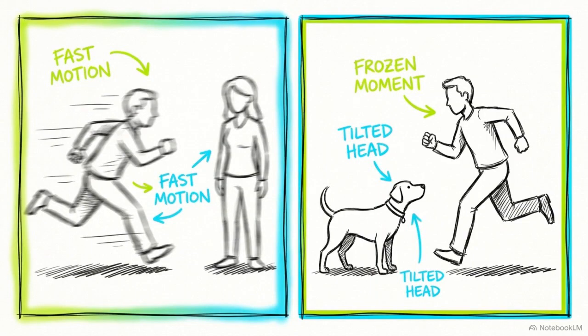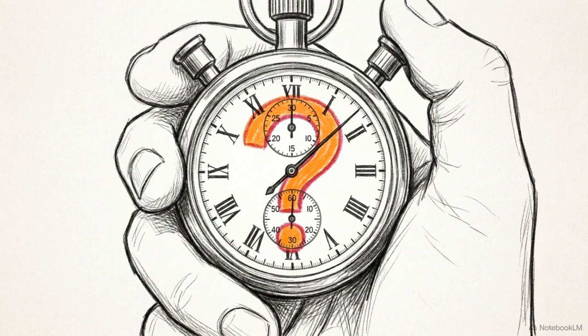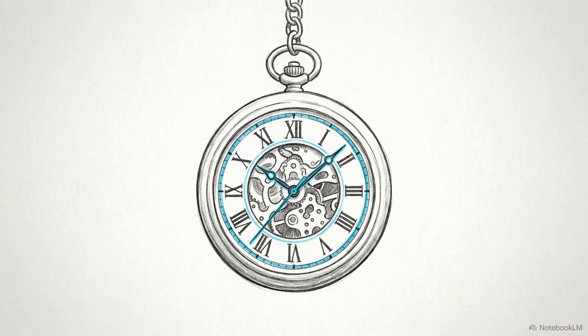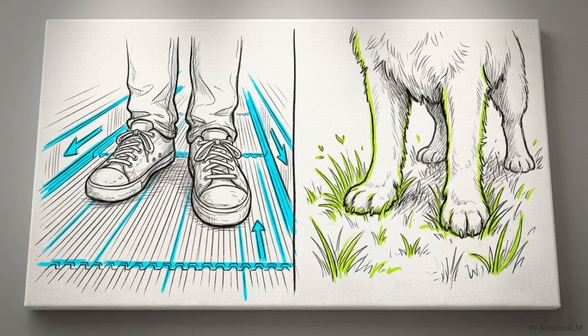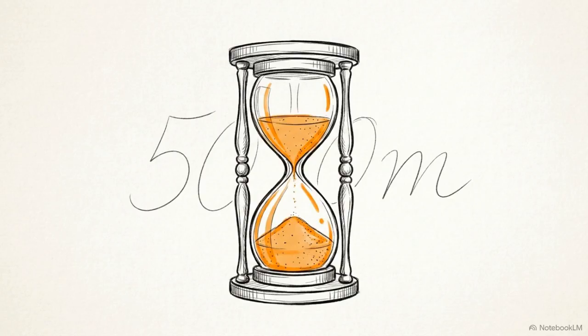Here is the puzzle. The mother sees the child running quickly, but the dog sees the child standing still. If the speed changes depending on who is watching, does the time it takes the child to reach the mother change too? The answer is no. In classical mechanics, time is independent of the observer's frame of reference. Whether you are standing on the belt or watching from the grass, the interval required for the child to cover the 50-meter gap remains the same.